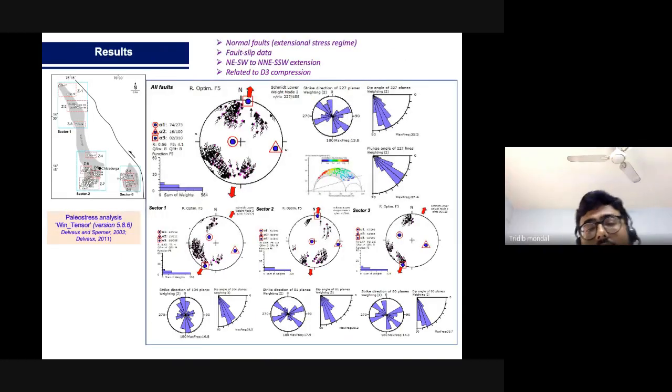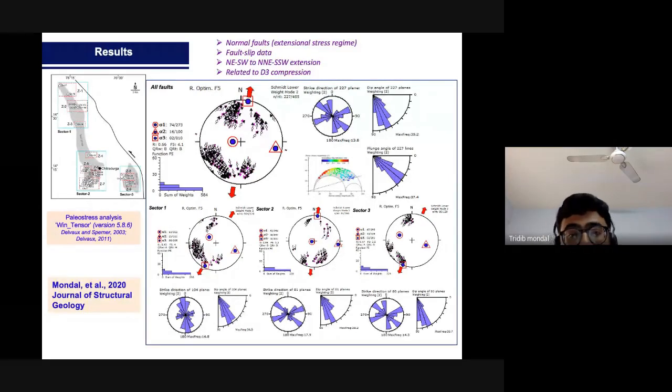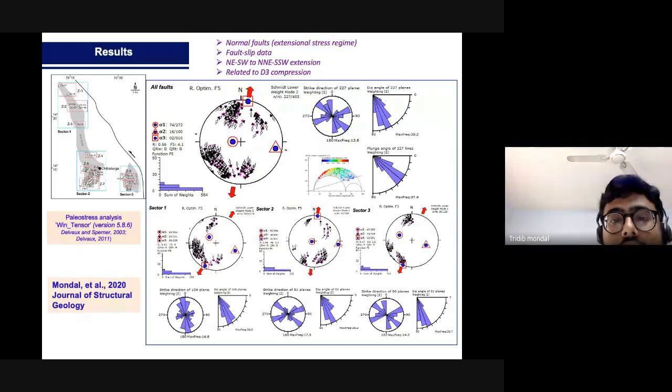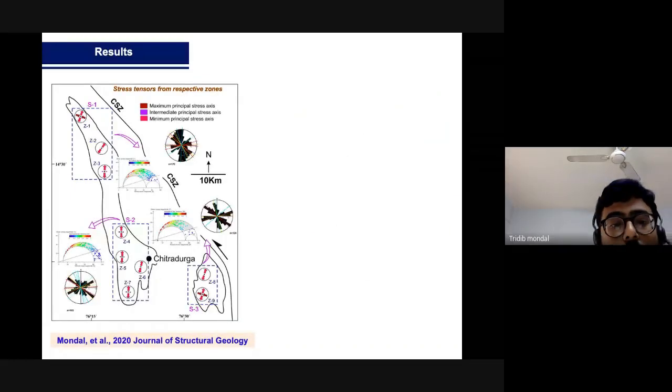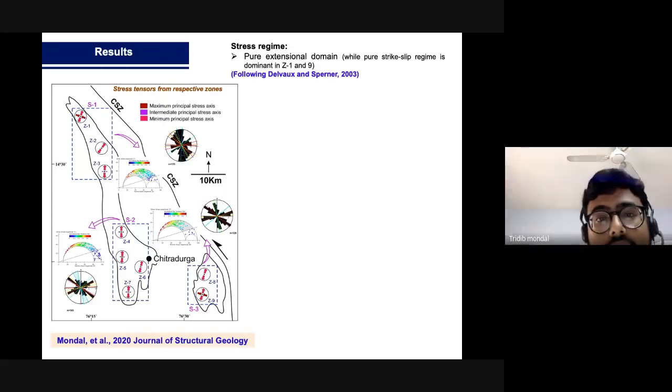So this is the result I have obtained from the Win-Tensor program, which I have used for this analysis. The upper one is for all the faults collected, and the lower rows show the paleostress results from sector 1, sector 2, and sector 3. All these faults show a dominant north-northeast to south-southwest, to northwest-northeast to southwest directed extensional field, and that could be related to late D3 deformation, or D3 compression on account of northeast-southeast or east-west directed horizontal compression.